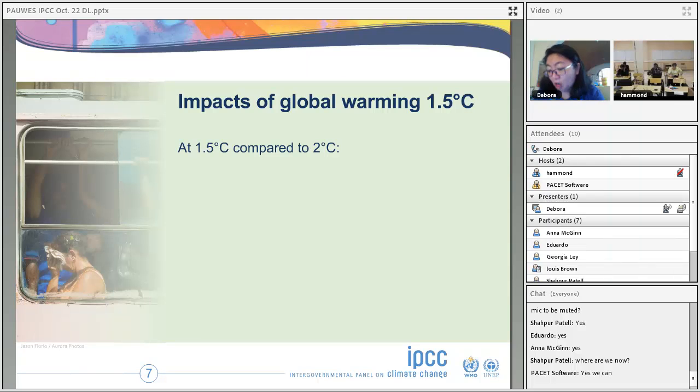And we can see that there are already several events. Between 1.5 and 2, it would just get worse, to the point where there will be mass bleaching and mortality events.